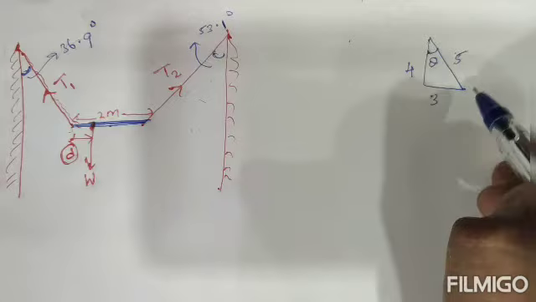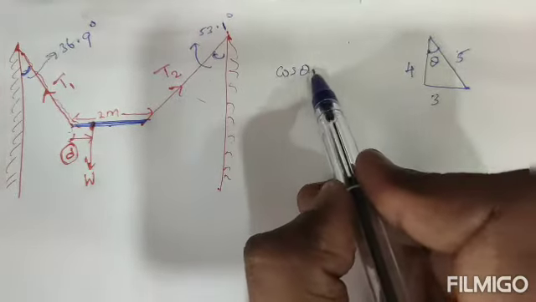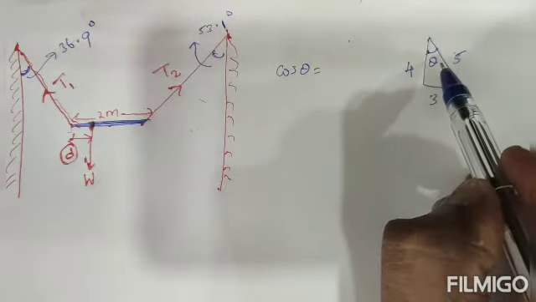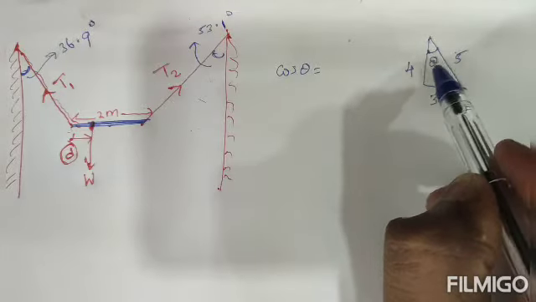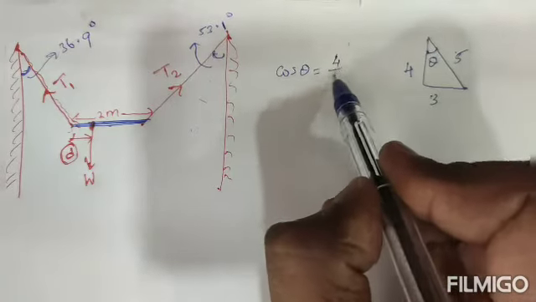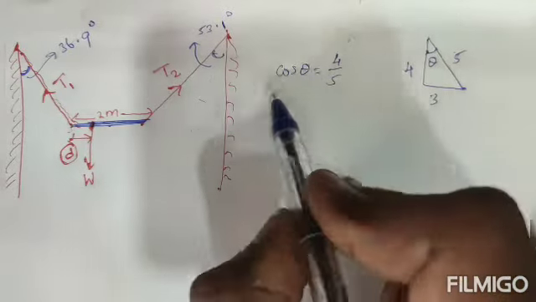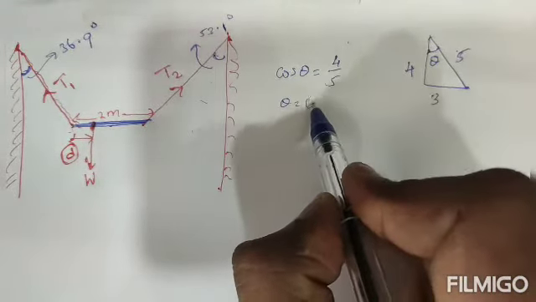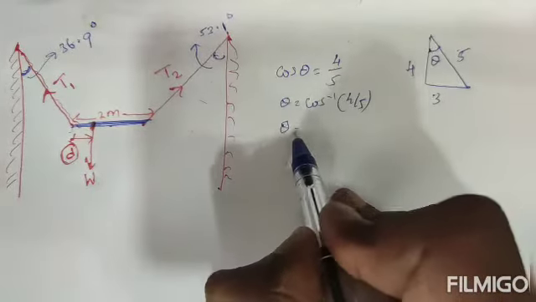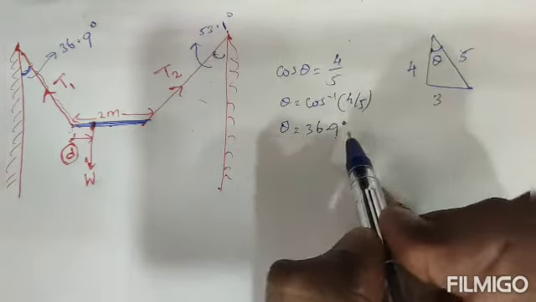Okay, so in this situation, let's find cos theta. So cos theta is equal to, we know, adjacent divided by hypotenuse, that is 4 by 5. Therefore theta is equal to the cos inverse of 4 by 5. If we simplify, we get the theta value, that is 36.9 degree.